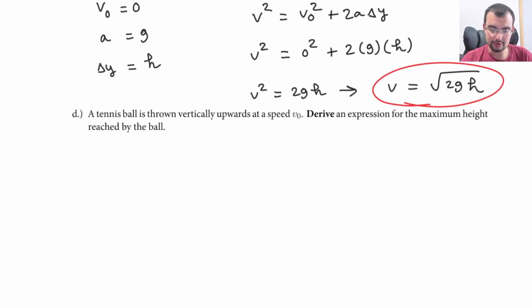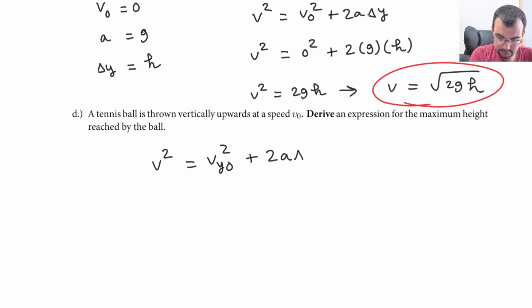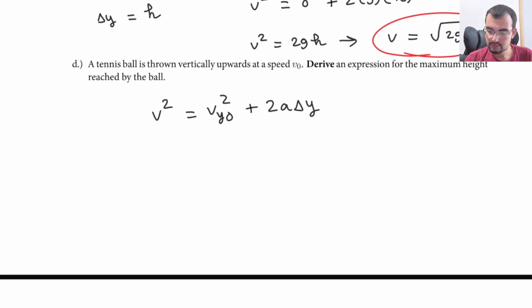All right, tennis ball thrown vertically upwards at a speed v0. Determine the maximum height reached by the ball. Well, no time again, so it must be this. So now we have some thinking to do. Well, we know we're throwing it upwards at speed v0. And if we're traveling upwards, we're slowing down. So that acceleration should be -g.